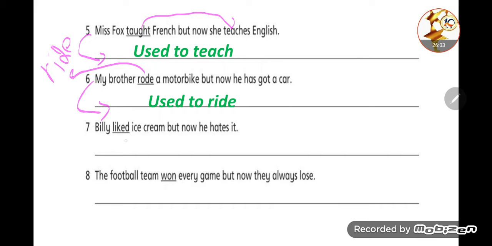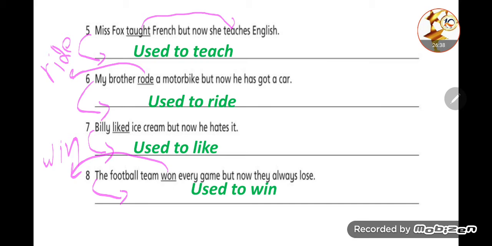Now number 7. Billy liked ice cream but now he hates it. Number 7. Billy بينزل مثل ما هو. liked بتصير like. Used to like ice cream but now he hates it. Number 8 and last sentence in this page. The football team won every game but now they always lose. Okay. Now as I told you, return to the verb 1 or the base form. Won, win. The football team used to win every game but now they always lose. Okay.